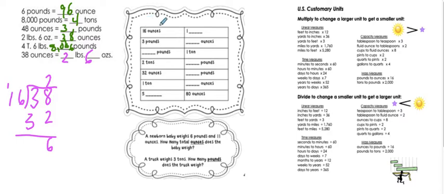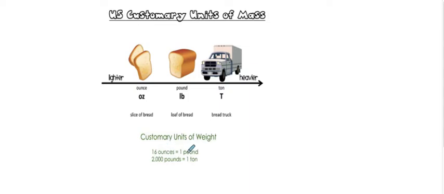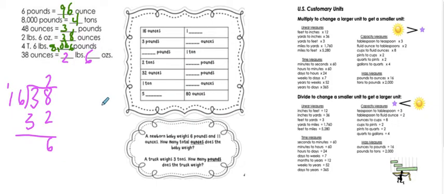So up here I have 16 ounces. 16 ounces is how many pounds? If I look back here, 16 ounces is 1 pound. So that's 1 pound. 3 pounds is how many ounces? Pounds is a larger unit than ounces, large to small. So I'm going from pounds to ounces. I'm going to multiply by 16. So 16 times 3 is 48. So that's 48 ounces.